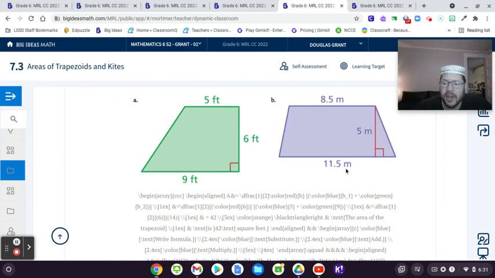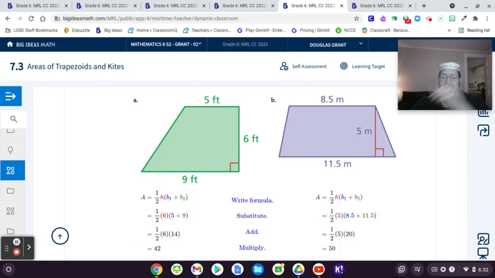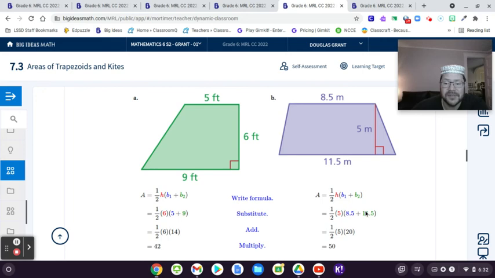All right, what about the purple one here? You may want to use a calculator on this one, but it's not necessarily required. So find the area for this trapezoid B here. Good luck. All right, so to find the area for trapezoid B, you add up the bases. 8.5 plus 11 is 20. And then 20 times 5 is 100. But then don't forget, cut it in half, and you get 50.